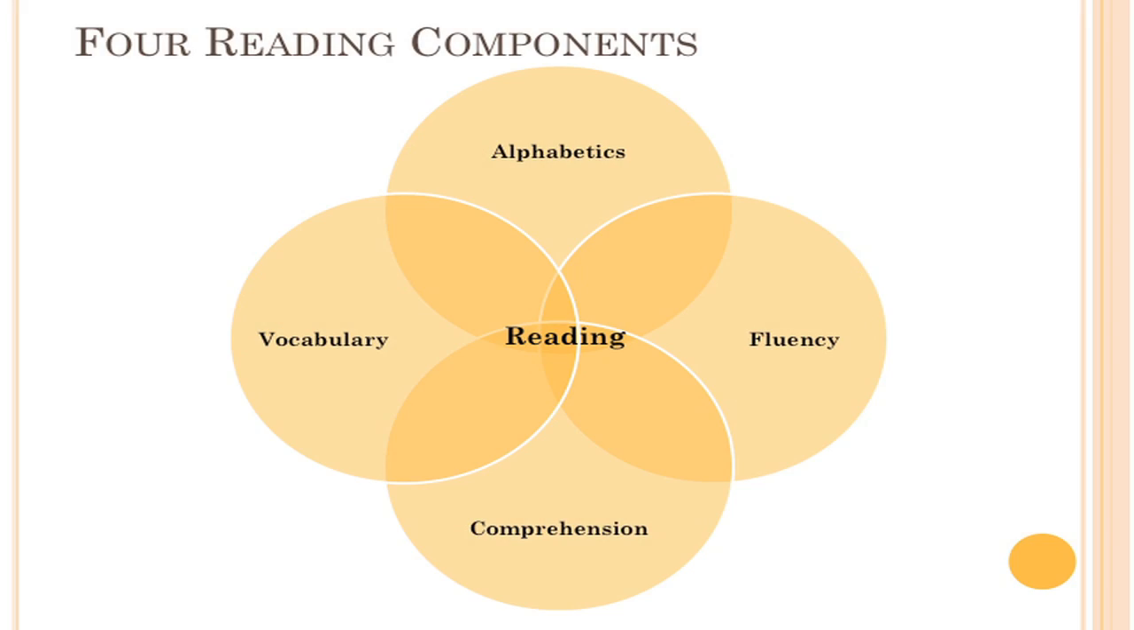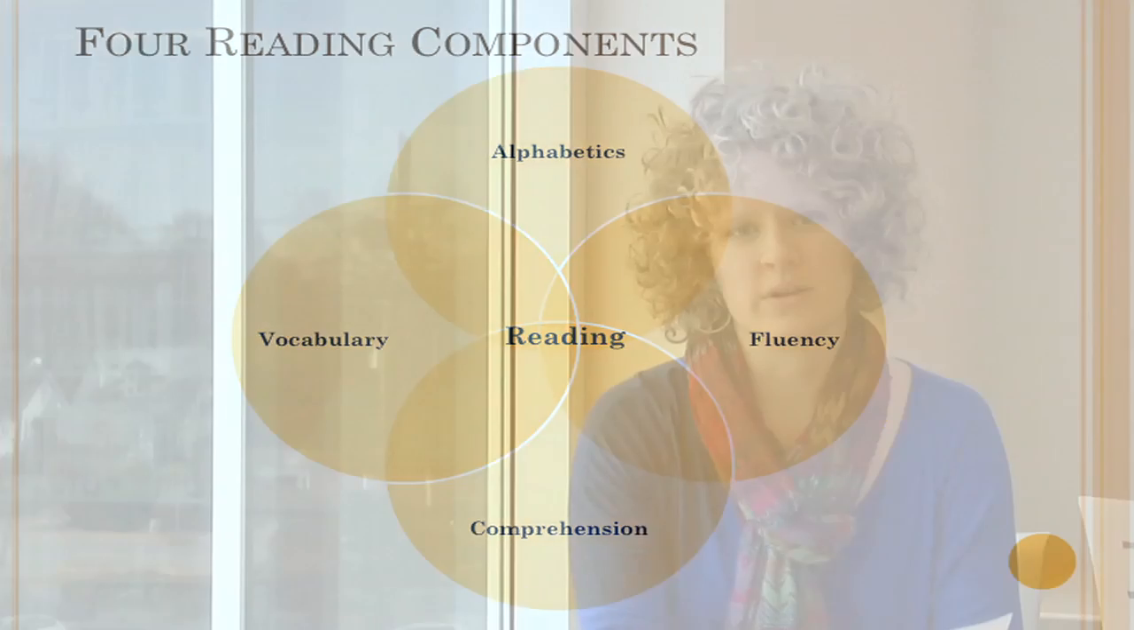As you can see on this diagram, the four components overlap with each other. All four of the components are needed to make up one's ability to read well. And if someone is deficient in one of the areas, that's going to ultimately affect their ability to comprehend.